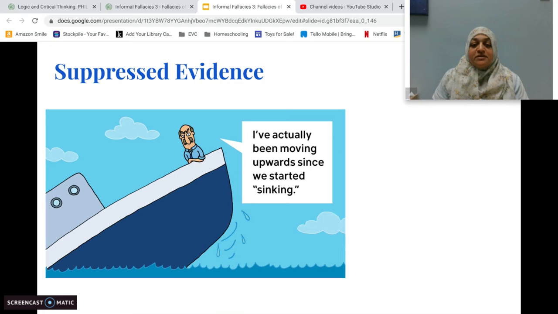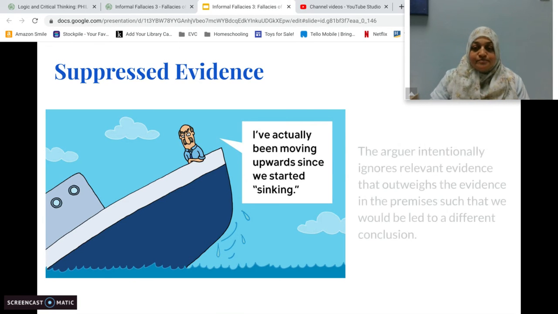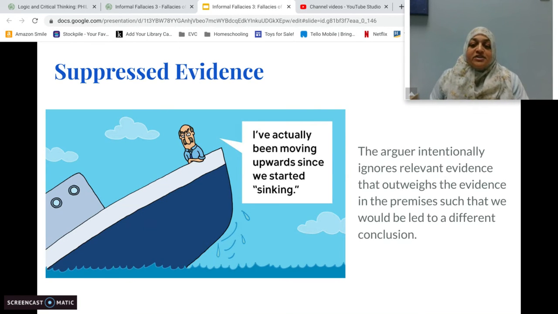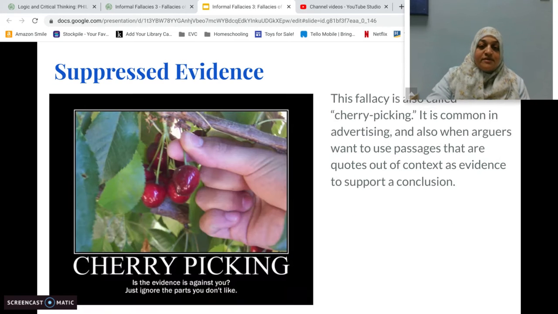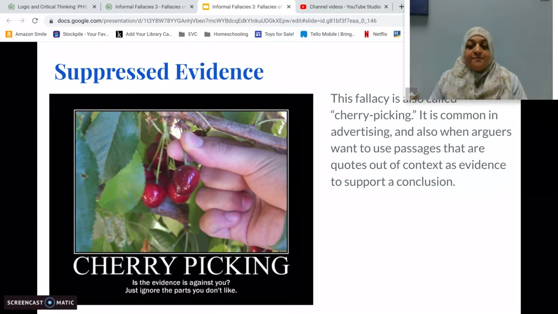So, for example, in this image, this man is on a boat and he says, well, I've only been moving up since we started sinking, right? So he's on the edge, and as it sinks, the boat kind of went like this. So he's moving up. But he's ignoring all this other evidence that the rest of the boat is going down, and there's actually water on the boat and it's actually sinking, right? So the arguer intentionally ignores relevant evidence that outweighs the evidence in the premises, such that we would be led to a different conclusion.